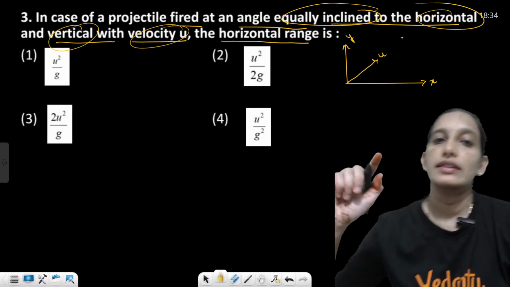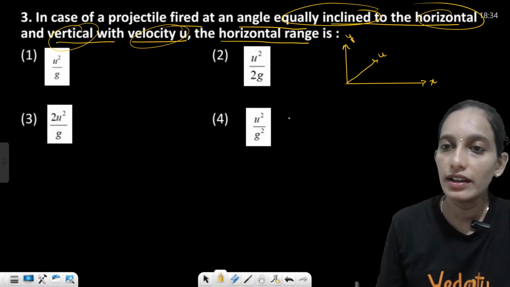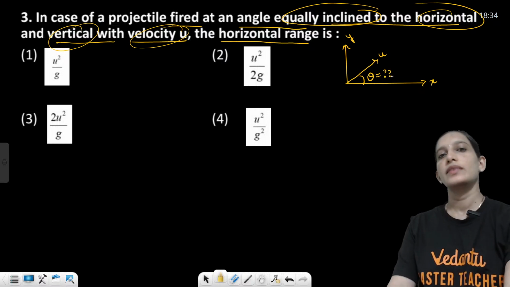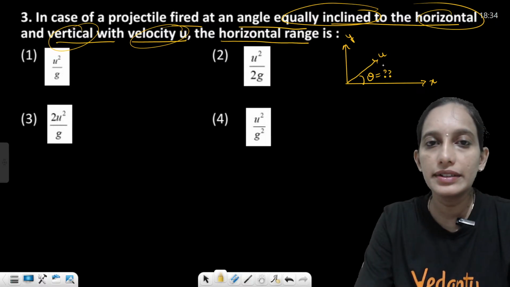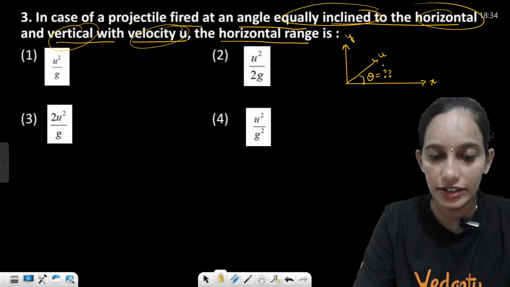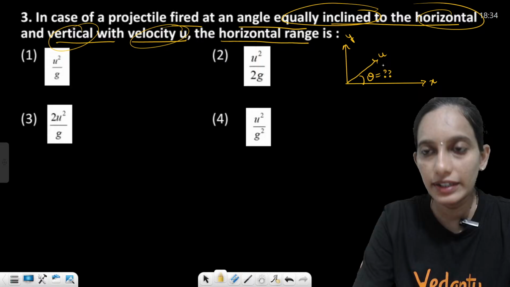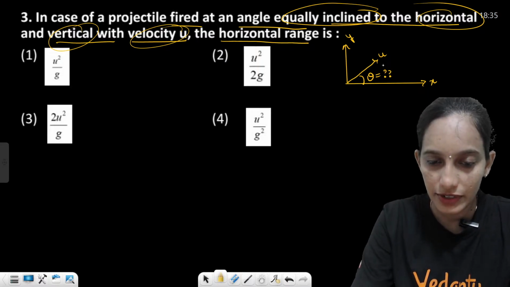So it is projected equally inclined to horizontal and vertical direction andre theta what should it be here? What should be the value of theta? Equally inclined to vertical and horizontal direction andre, can someone tell me what is the angle of projection theta? Can someone try? Anybody?